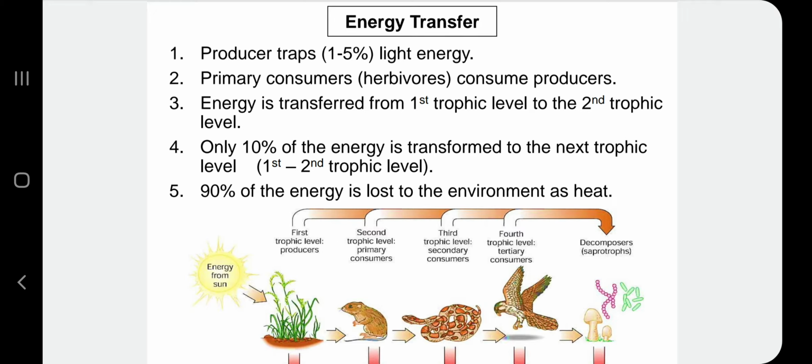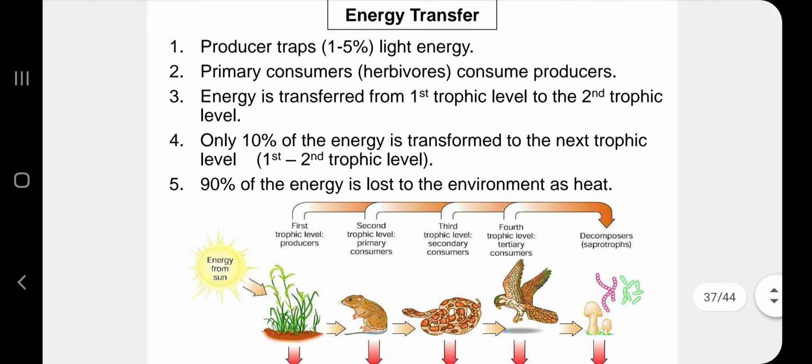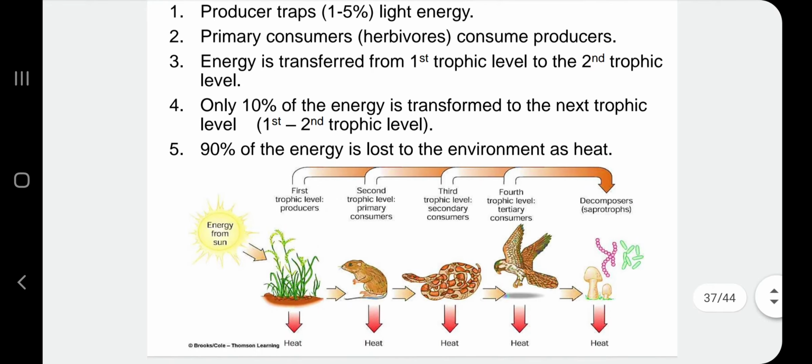And then the second point, the primary consumer, which is a herbivore, will consume the producer. So let's say this is a paddy plant, it sits at the first trophic level, and then the paddy will be eaten by the primary consumer. Okay, so the primary consumer sits at the second trophic level. So here the primary consumer is a rat or mice. Okay. And then only 10% of energy is transferred to the next trophic level.